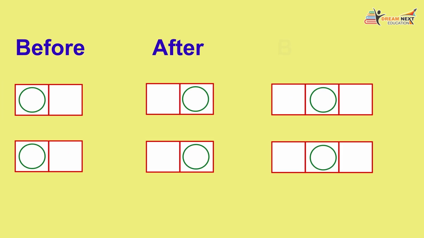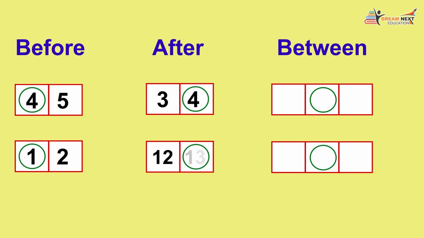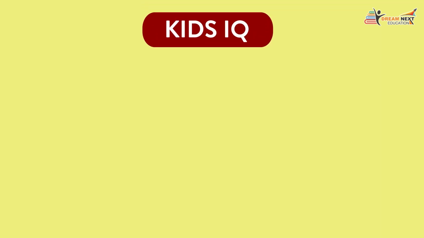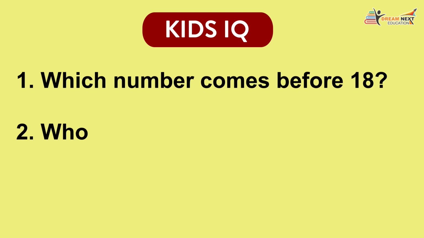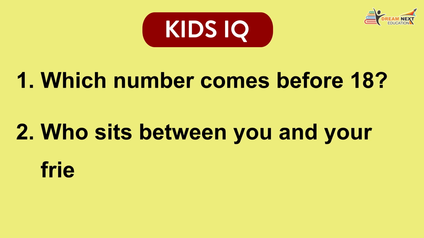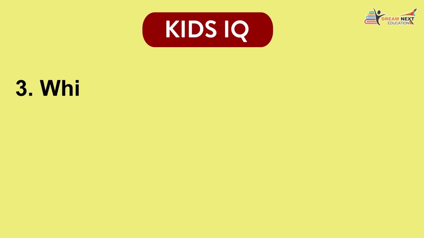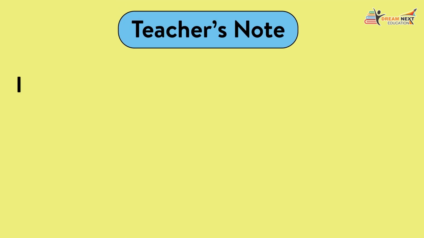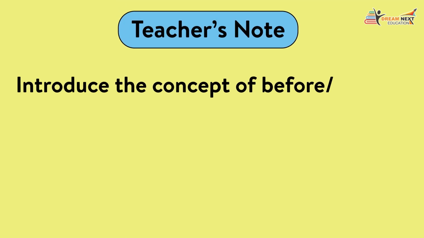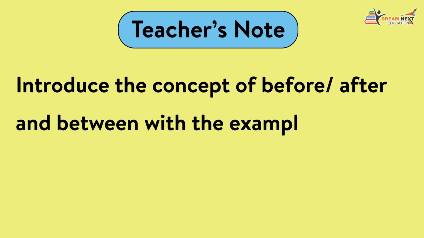Before, after, between. 4, 5; 1, 2, 3, 4; 12, 13; 11, 12, 13; 18, 19, 20. Kids IQ. 1. Which number comes before 18? 2. Who sits between you and your friend in the class? 3. Which number comes after 19? Teacher's note: Introduce the concept of before, after and between with the examples.